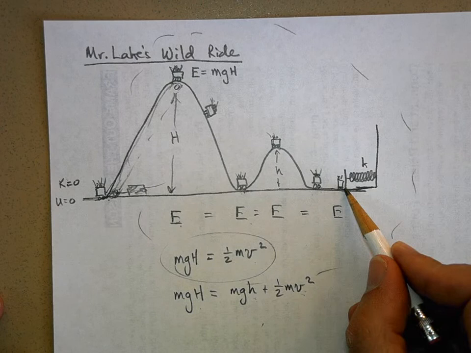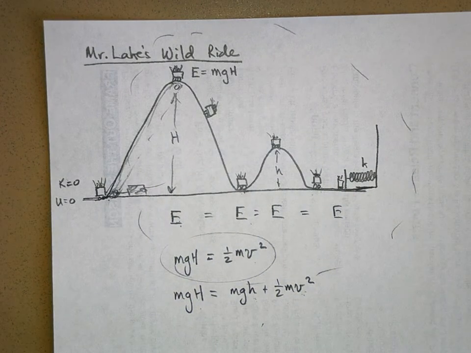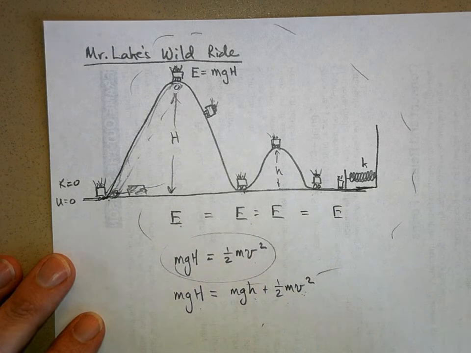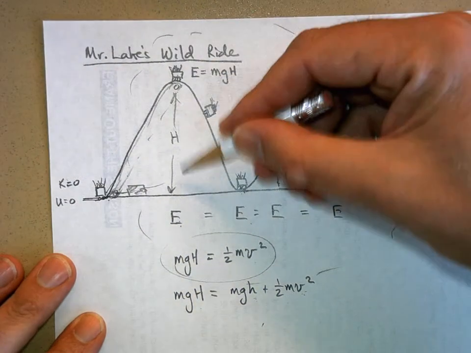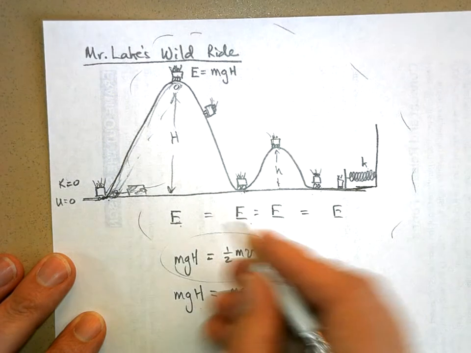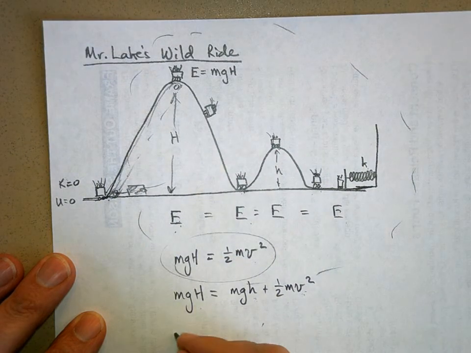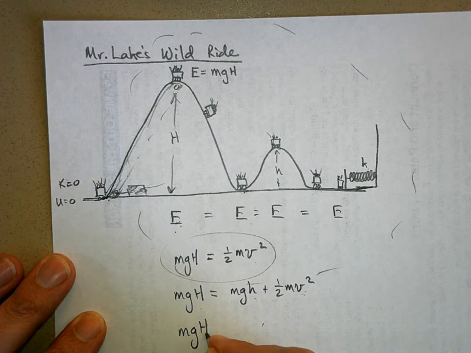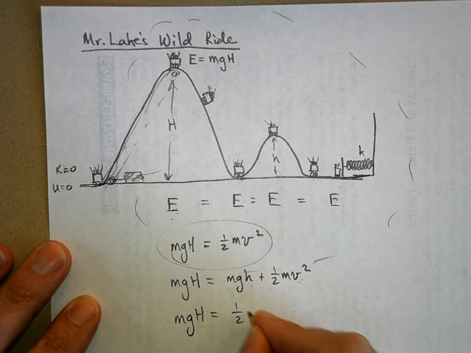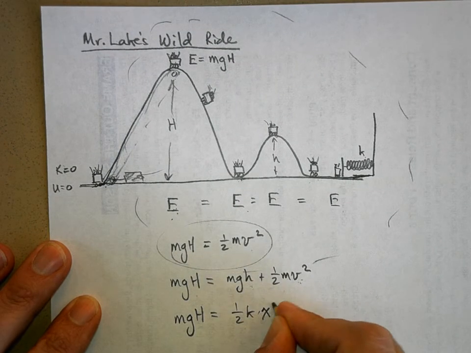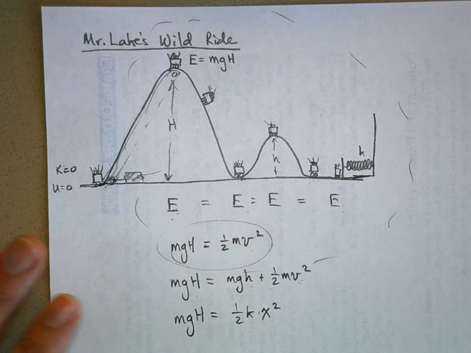Now, over here, you've got a spring that will compress. So how much will the spring compress? Well, it depends on its spring constant, but it also depends on how high this hill was to begin with. E equals E. So mgh equals 1/2 k x squared, where x is how much the spring got compressed.